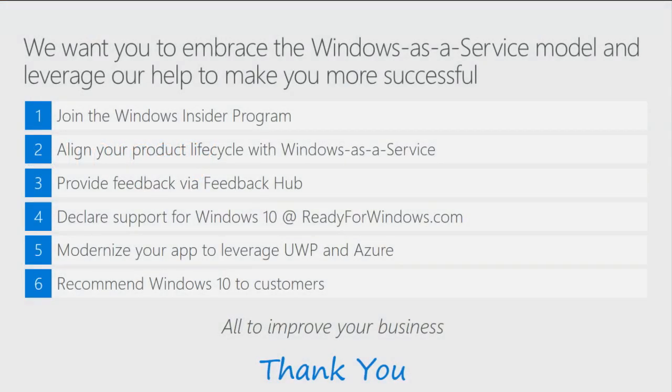So in general, as a summary, we want you to embrace Windows as a Service, and we want you to learn how it works, and we're here to help make you successful. So as a summary of the steps, we want you to join the Windows Insider program. We want you to align your product lifecycle to the Windows as a Service model. We want you to provide feedback in any case that you have an issue. We want you to declare support for Windows 10 on the Ready for Windows site. We want you to modernize your applications if you want to take advantage of the new Windows 10 capabilities, or even like moving your application to the cloud. And in the end, we want you to recommend Windows 10 to your customers.